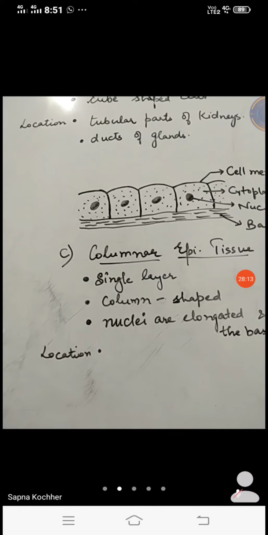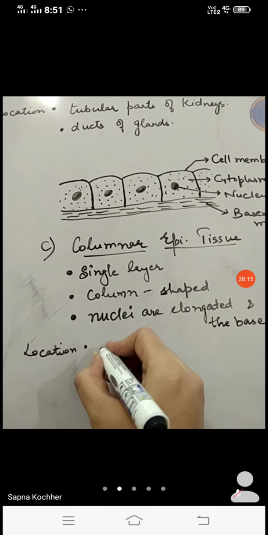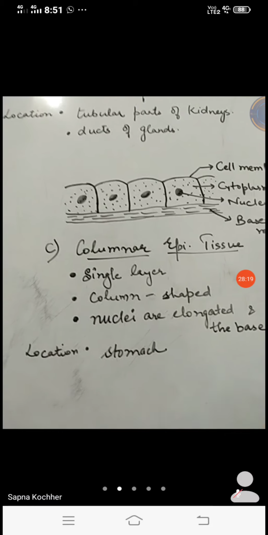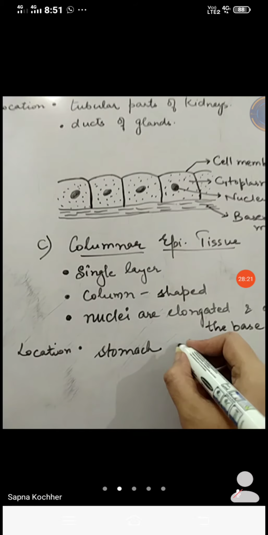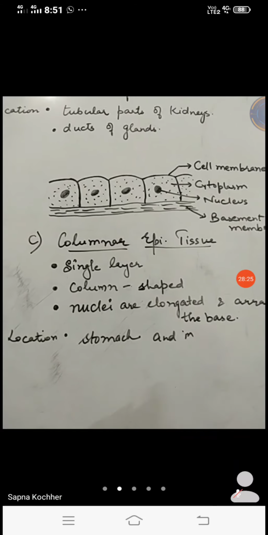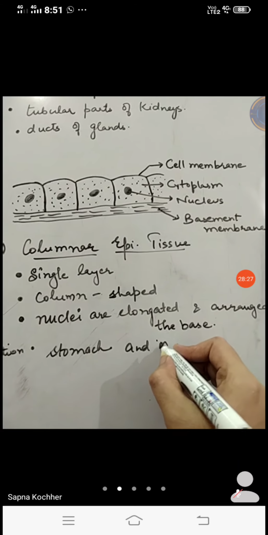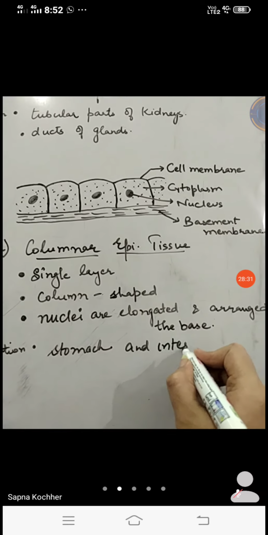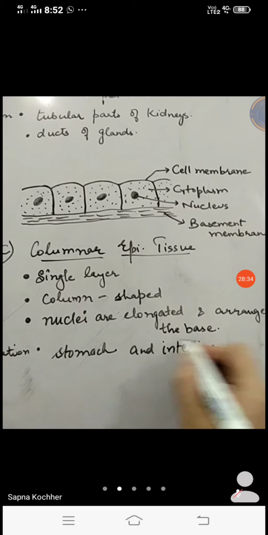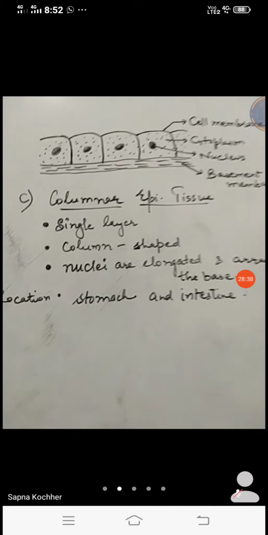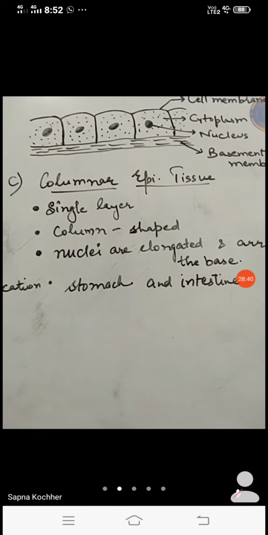The location of this columnar epithelium, these are found especially in the stomach as a lining, and they are also found in the intestine. So this is the stomach and intestine, where they are found. Okay, coming to the diagrammatic part of this columnar epithelium now.